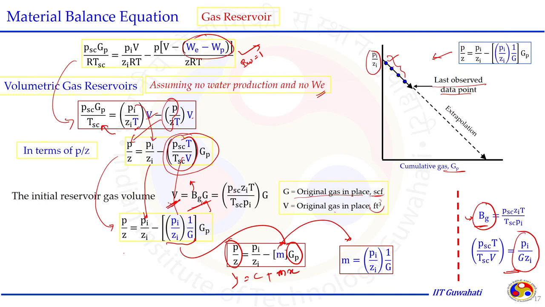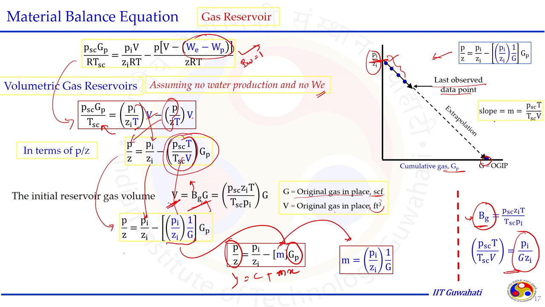We can extend or extrapolate this data. With the concept of extrapolation, we are going to get the point at the Gp axis, that is the initial gas that is present in the reservoir. So OGIP, original gas in place, while on the y axis, this is the initial condition. So this is where the PI by ZI is obtained.